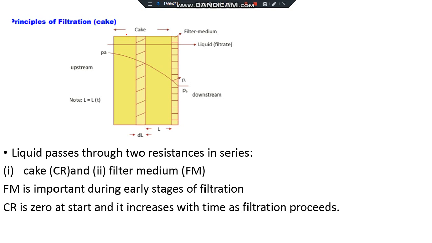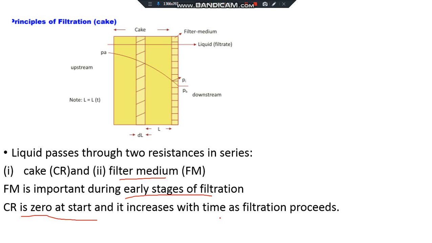So we have to consider the two resistances in series. This is the cake resistance and the second one is the filter medium resistance. As I said, the filter medium resistance is important in the early stages of the filtration. And cake resistance, when time t is equal to 0, is 0, and it gradually increases as the filtration increases. So this we have to consider.